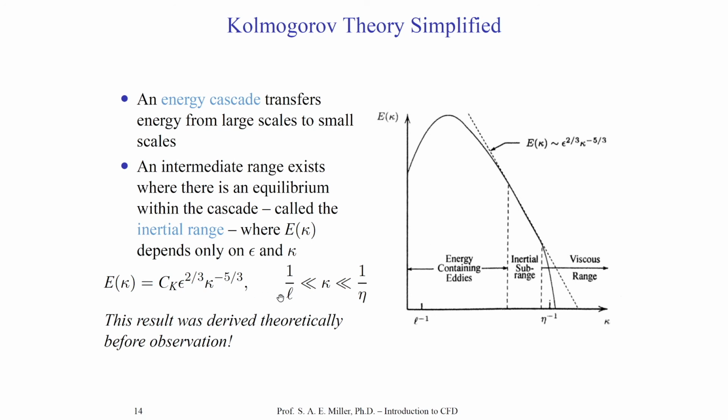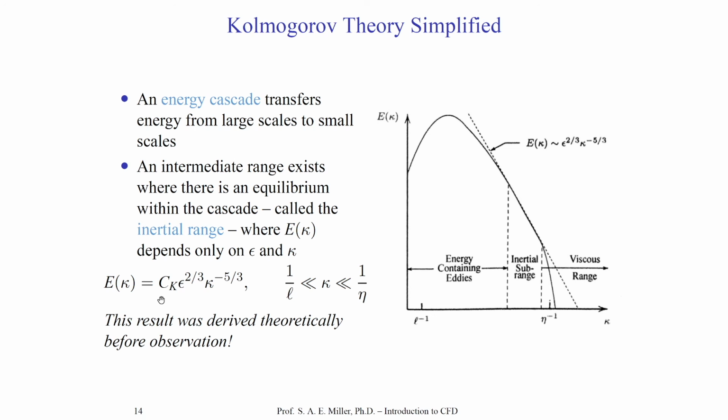This inertial range exists exactly between 1 over the integral scale of turbulence and, of course, 1 over eta. Here C sub k is exactly a constant, and that is also derived by Andrei Kolmogorov. What a beautiful simplified equation for a very complicated physics problem. This was also derived completely theoretically before it was observed in experiments.